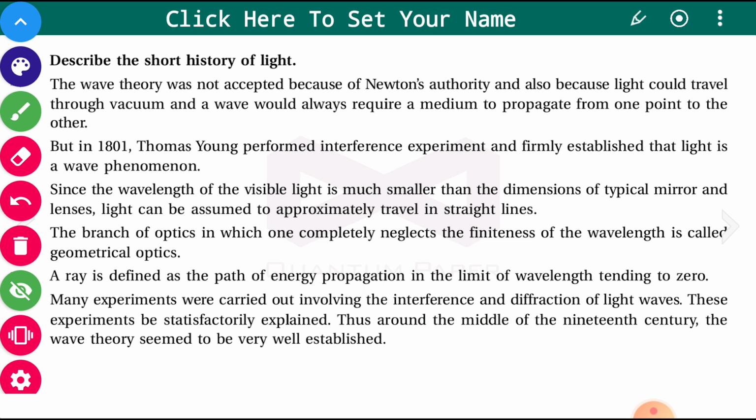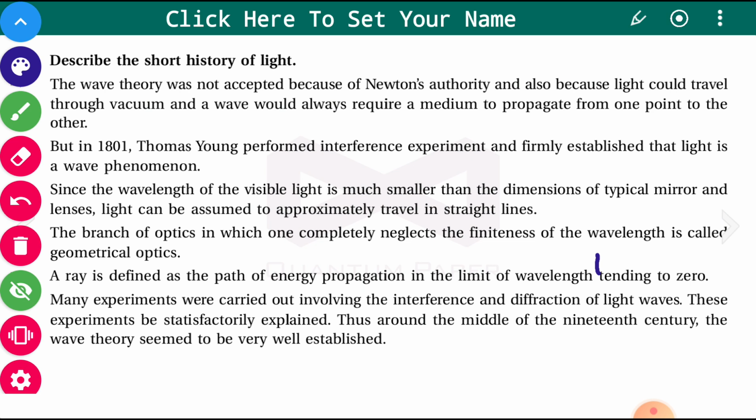The wave theory was not accepted because of Newton's authority, and also because light could travel through vacuum, and a wave would always require a medium to propagate from one point to the other. But in 1809, Thomas Young performed the interference experiment and firmly established that light is a wave phenomenon.